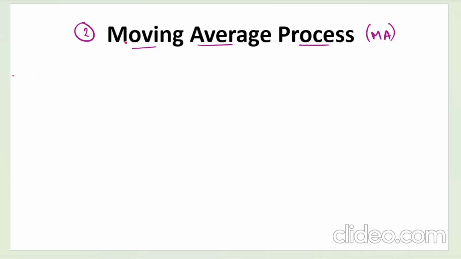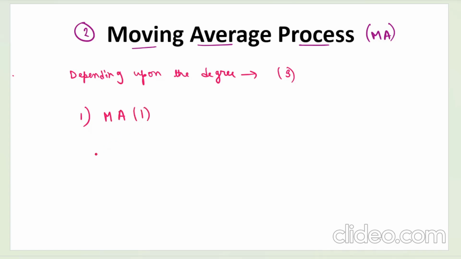Now, what is the moving average process? Depending upon the degree, I'll talk about this degree in a while. What do I mean by degree? Depending upon degree, moving average process is of three types. Broadly, we can analyze the entire process into three parts. The first thing is the MA process of order 1 or degree 1. Usually we call it order. The second thing that we will study is MA process of order Q, and the third thing that we will go into is the MA process of order infinity, right?